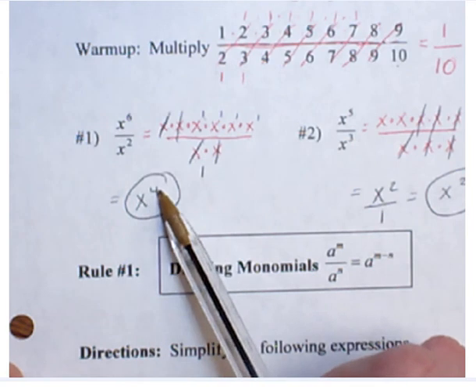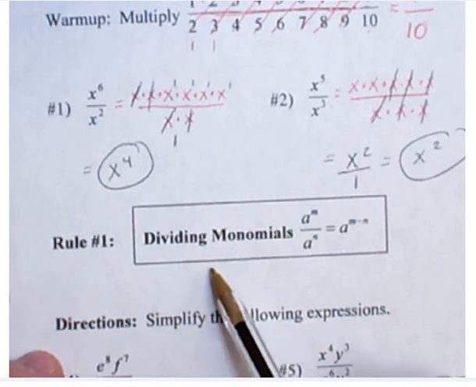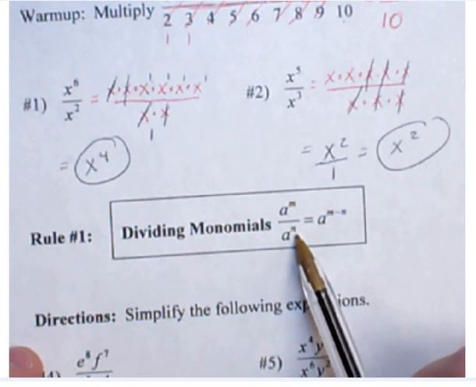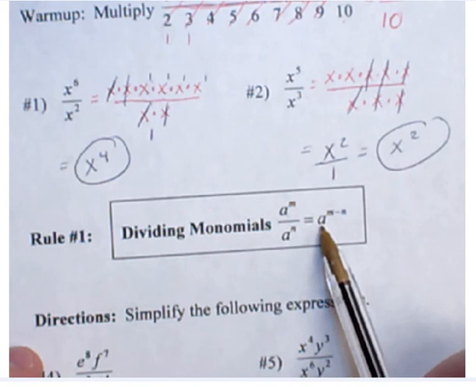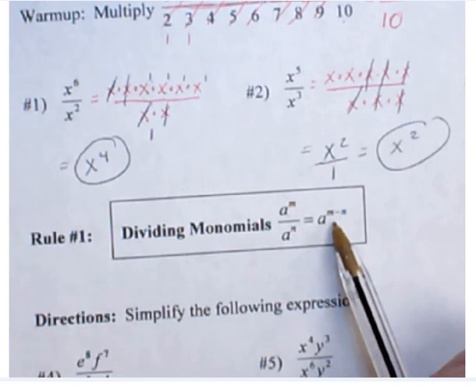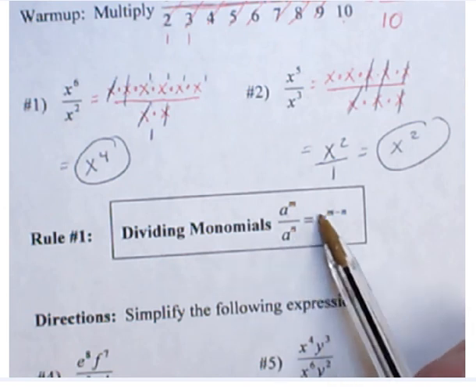Okay, so here's your rule. It says rule number 1 here, dividing monomials. Now this is if you divide and you have the same variable. When you divide variables, what we do is we keep the base and we subtract the exponents. That's m minus n. So if you multiply monomials, you keep the base, you add the exponents. If we divide variables, you keep the base, you subtract the exponents.